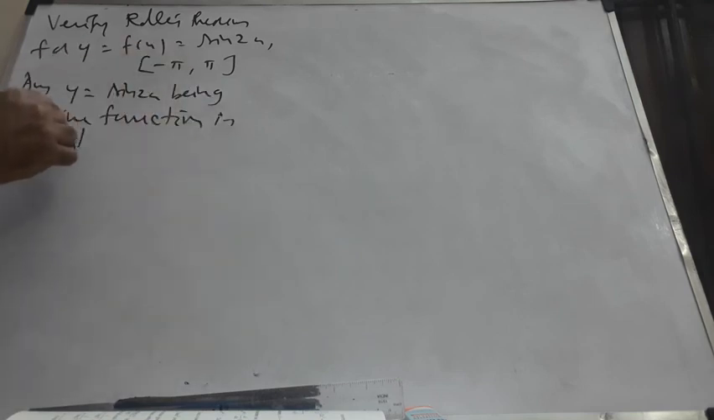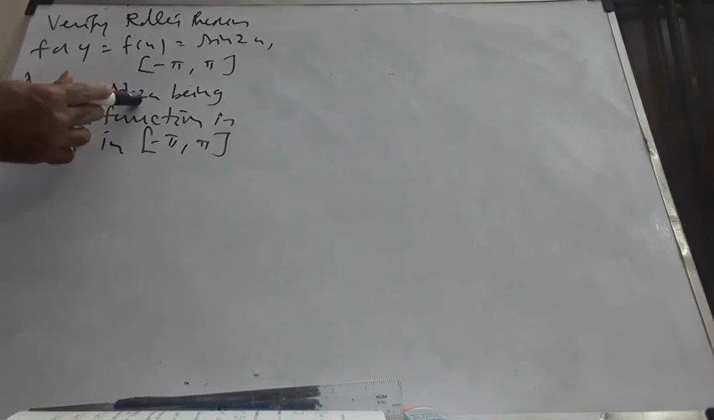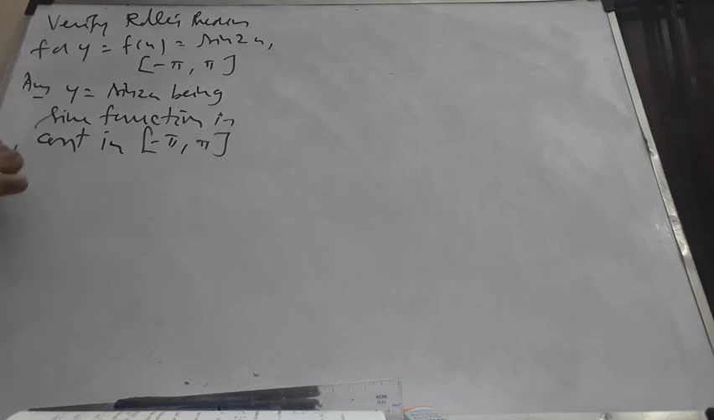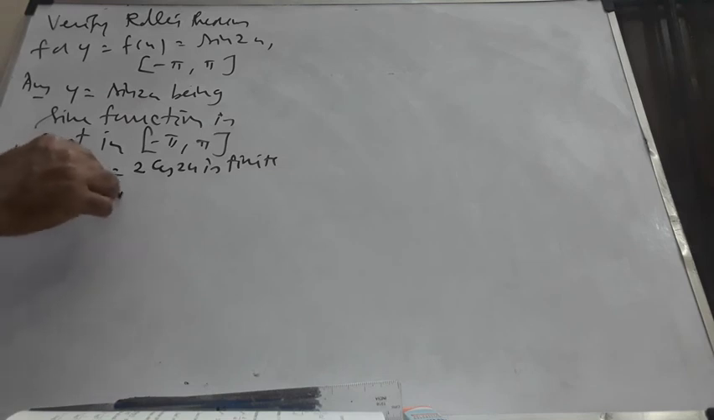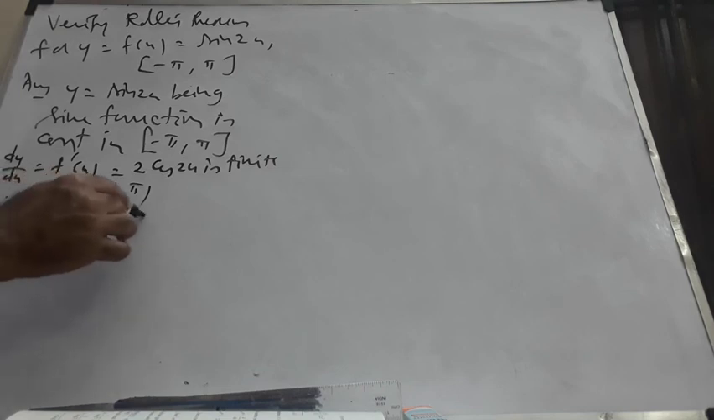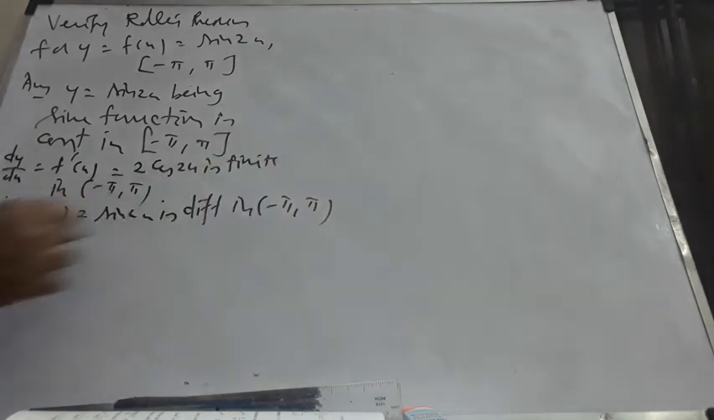is continuous in the closed interval minus pi comma pi. Or you can say the sine function is continuous, 2x being a polynomial function is continuous, sine 2x being a composition of continuous functions is also continuous. Either way you can write, both are correct. Then dy by dx equal to f dash of x equal to 2 cos 2x is finite in the open interval minus pi comma pi. Therefore, f of x equal to sine 2x is differentiable in the open interval minus pi comma pi.